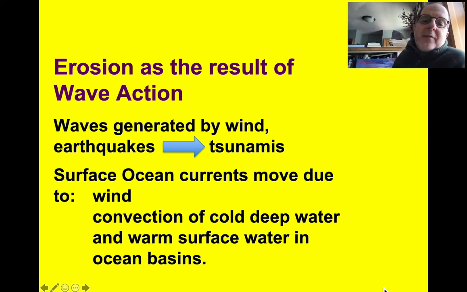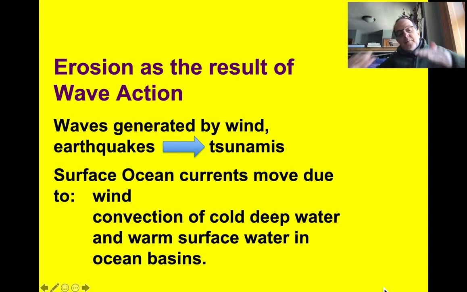So erosion as the result of wave action. What is a wave? We associate waves with surface water. And waves on the surface of a body of water are generated by the wind. The further the distance the wind can travel over a body of water, the greater the height of a wave. Waves are also generated by earthquakes. We call those type of waves tsunamis.